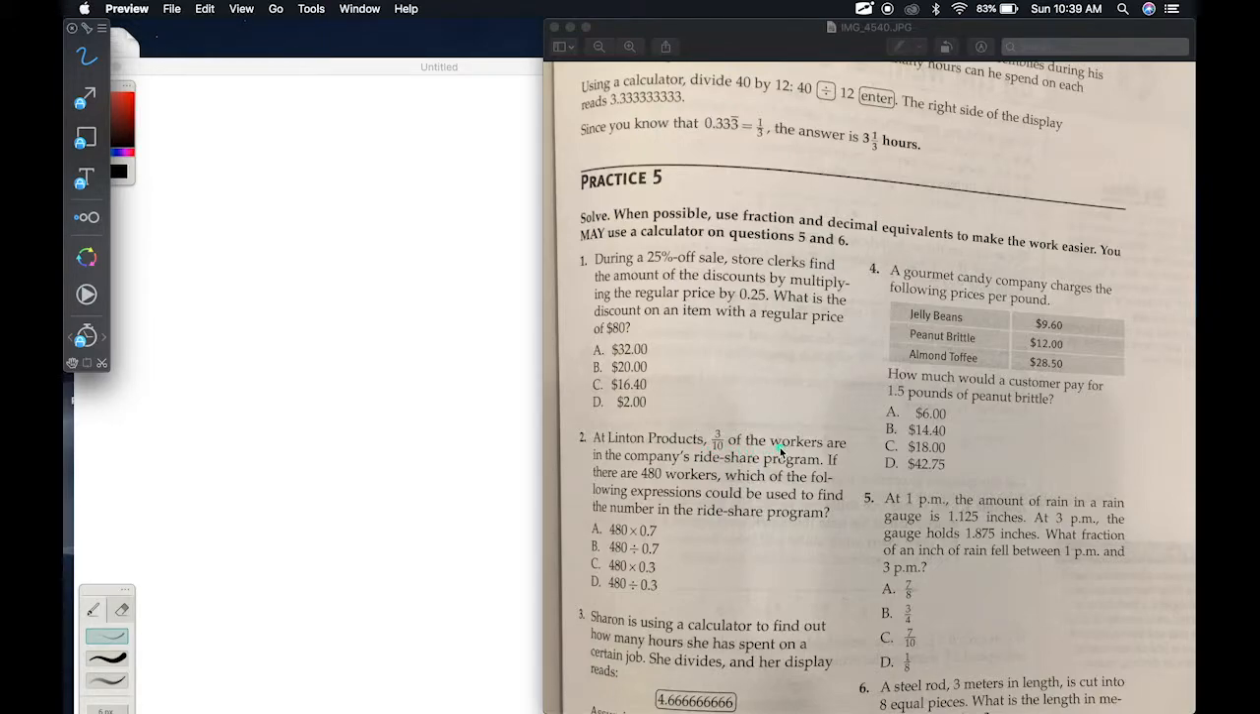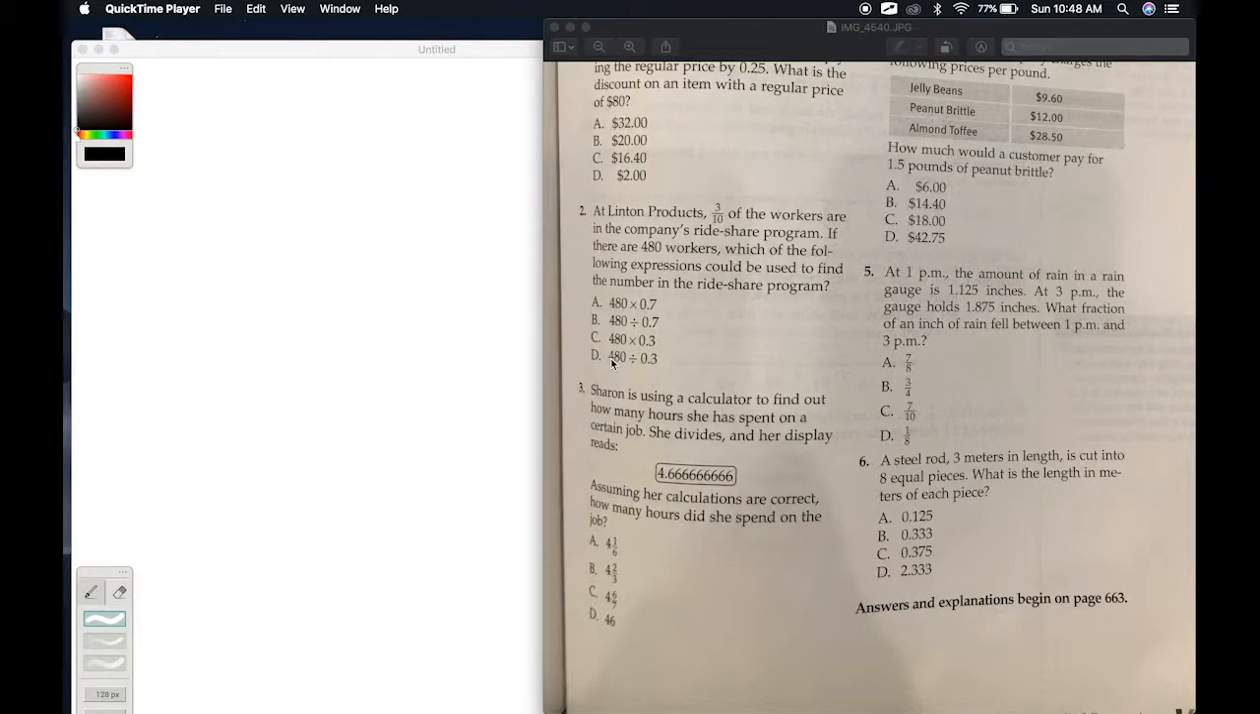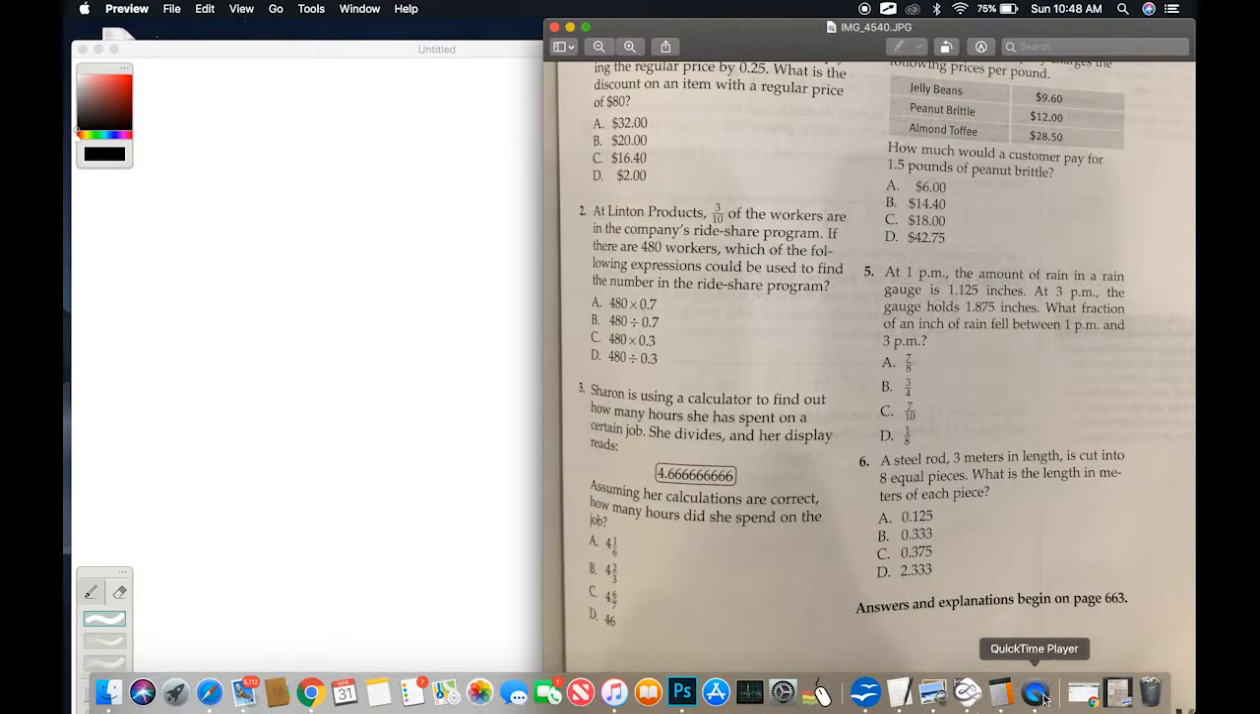Okay, so now let's just move on. Okay guys, so we have number 3 here. Sharon is using a calculator to find out how many hours she has spent on a certain job. She divides and her display reads 4.66666. So this 6 would keep on going pretty much to infinity.